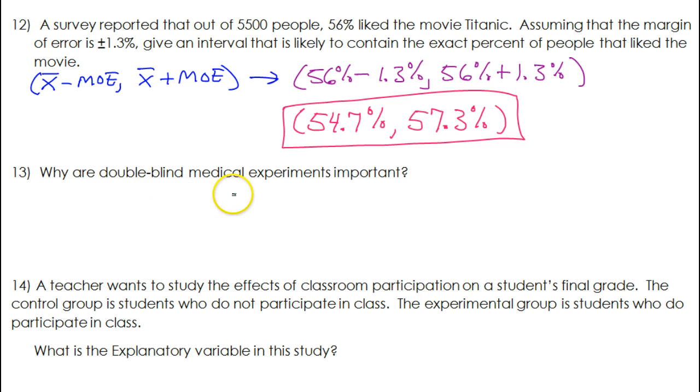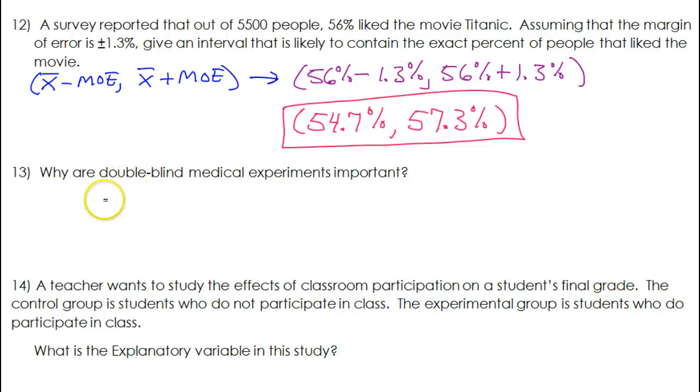But of course, the subjects don't know either. That's the other blind. So neither the person conducting the experiment nor the subjects participating in the experiment know. And the reason why that's so important is because this helps us eliminate some of the sources of bias.